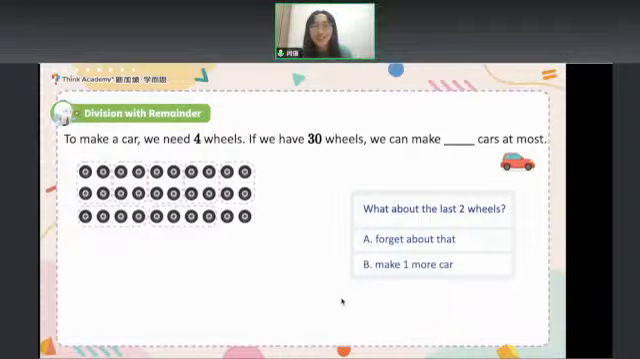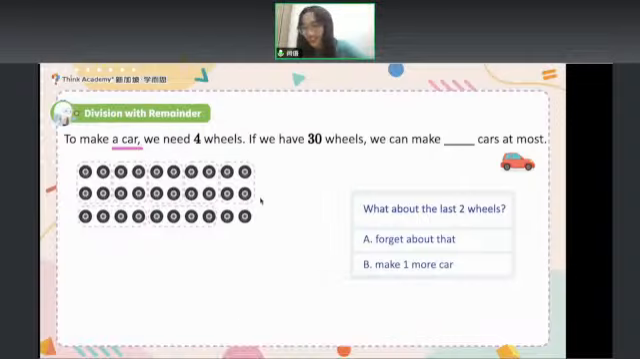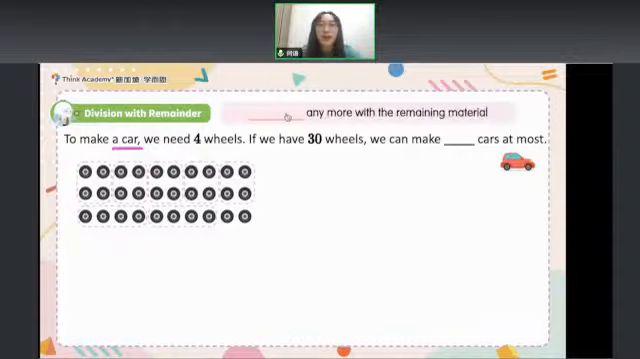We use them too. Yeah, previously some students told me, teacher Apple, we can use the 2 wheels to make a bicycle. But no, in this question, we must make a car, okay? No, not bicycle. Yeah, so you will see that what about the last 2 wheels? Actually, we just forget about that, okay? Forget it. So here, to remember that we cannot make any more with the remaining materials, okay?